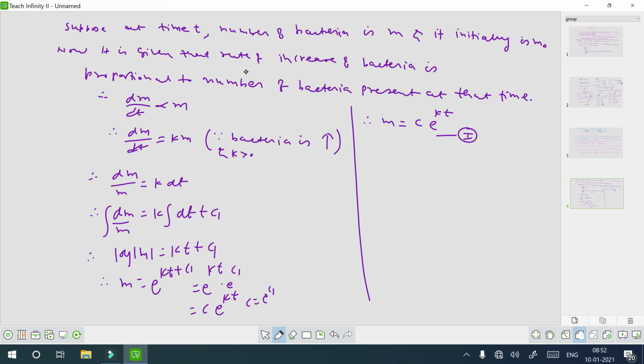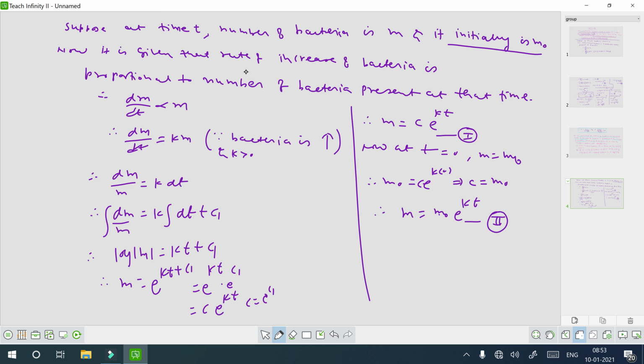Say equation number 1. Now suppose initially it is m0. So at t is equal to 0, m is equal to m0. So m0 is equal to c e raised to k into 0, which implies c is equal to m0. So m is equal to m0 e raised to kt. Say equation number 2.